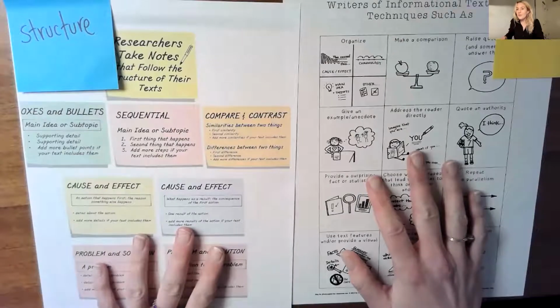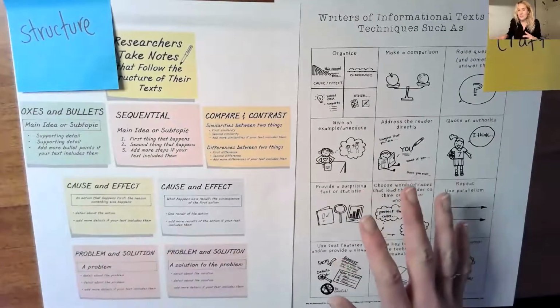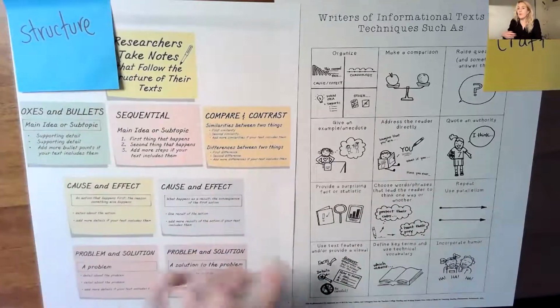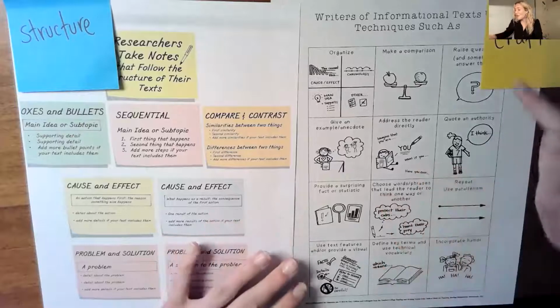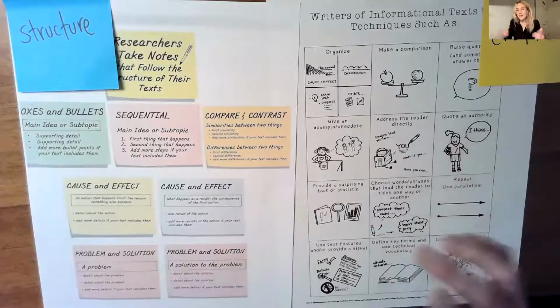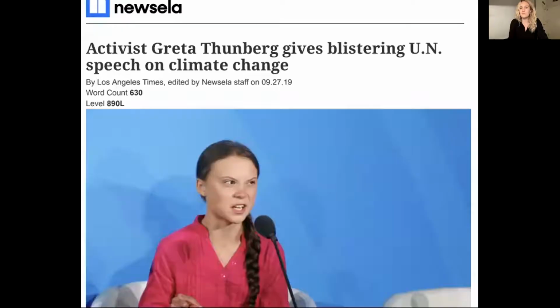If you are unfamiliar with these charts, you might just take a moment to pause the video and remind yourselves of what we look for when we're looking for structure and what we might look for when we're looking for craft moves in information texts. So if you need to, pause it and remind yourselves and make a decision for what you'll look for as I read this section of a text. Okay, so now you've reminded yourself of what to look for when you're looking for structure and what to look for when you're looking at craft.